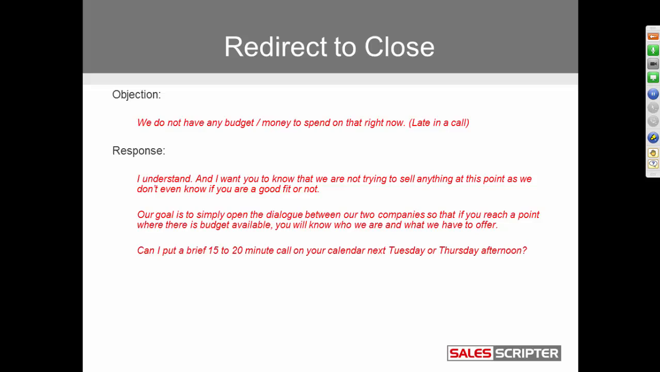"I respect that you don't want to waste our time, but since you don't have budget to spend, just learning a little bit more about you and sharing a little bit of information about us will be productive. We can plant the seed so that when things change on your side, we can be more productive. That would be a very good use of our time. So even knowing that you don't have any budget, what do you think about putting 15 to 20 minutes on the calendar next Tuesday or Thursday afternoon?" So that's the education of it's okay, and a way to get around the budget or money objection.